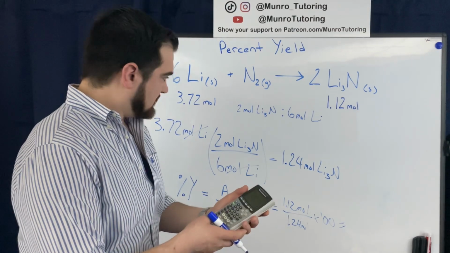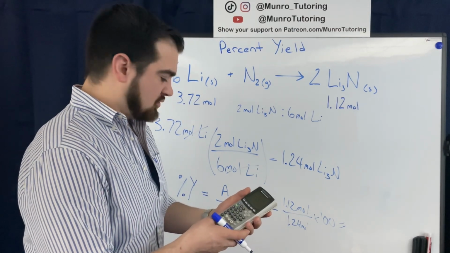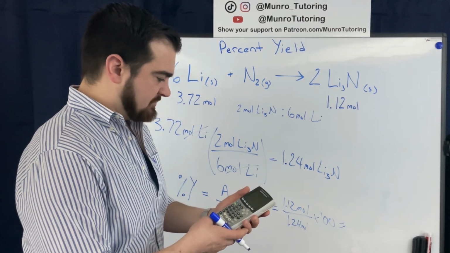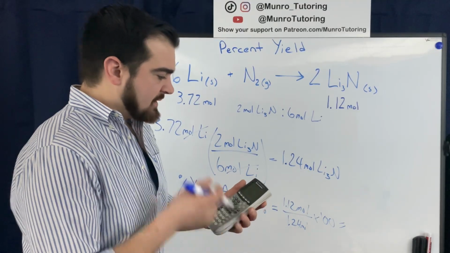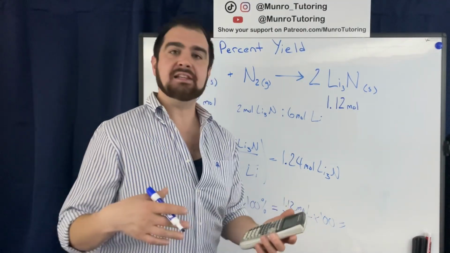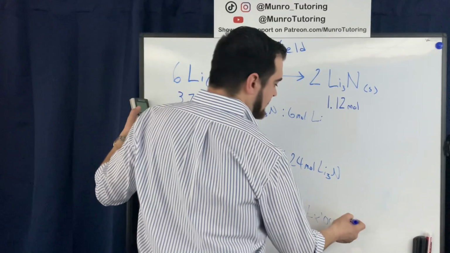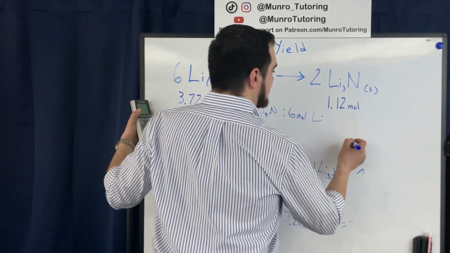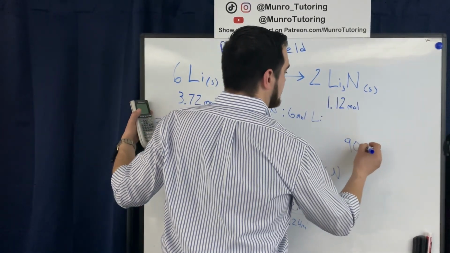So it was 1.12 divided by 1.24, and that comes out to 90.3%. I'm just going to bring this up over here. That's 90.3%.